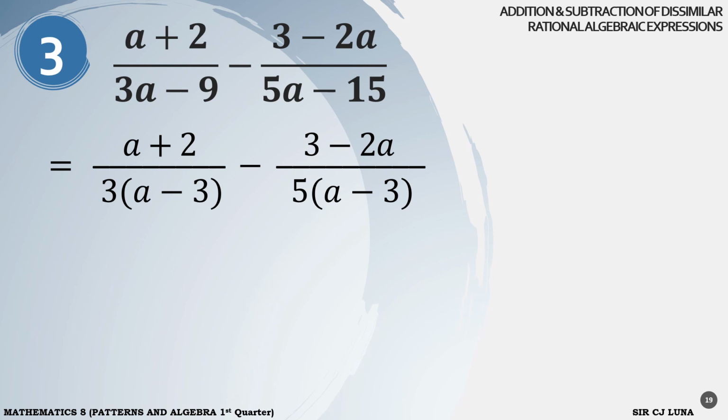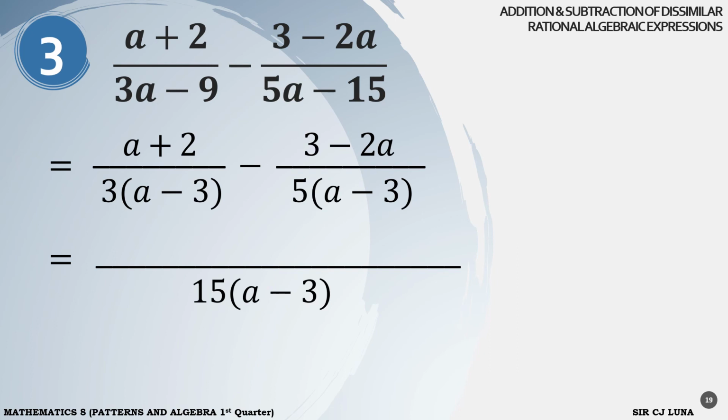Okay? So now, what is the LCD? We have 3 times 5, which is 15. And then, a minus 3. So the LCD is 15, a minus 3. Okay? So next, copy the numerator, a plus 2. And then, divide 15, quantity a plus 3, divided by 3, quantity a minus 3. So a minus 3, a minus 3, cancel natin. 15 divided by 3 is 5.